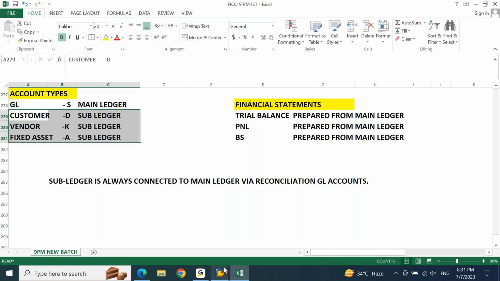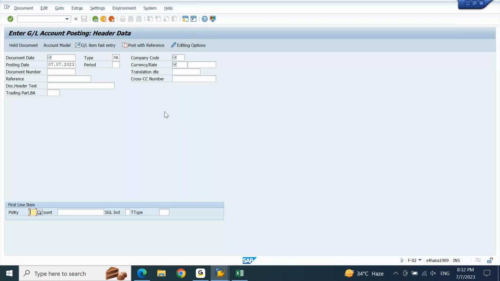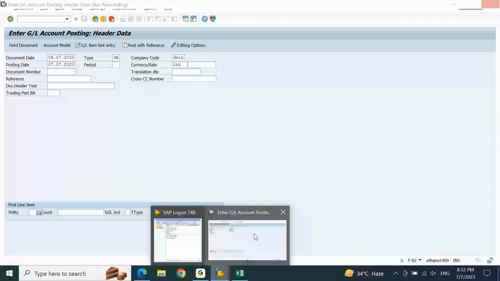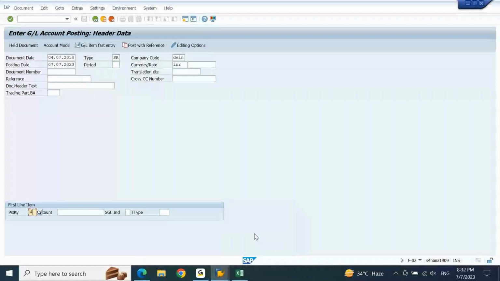For example, if I try to show one entry here, what company code I'm using and all, you ignore it. I'm going to take posting key 40. What is posting key 40? Debit. Debit of what? GL. GL is which ledger? Main ledger. So I'll take any one GL account.